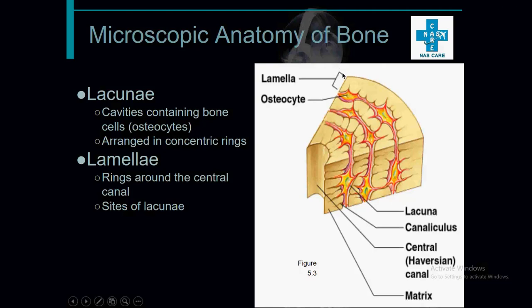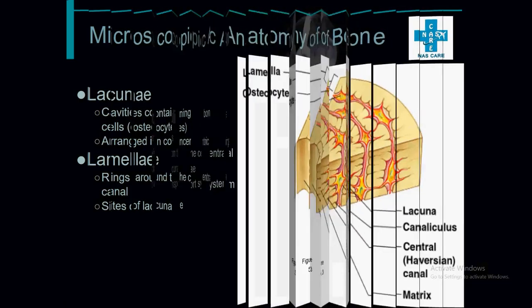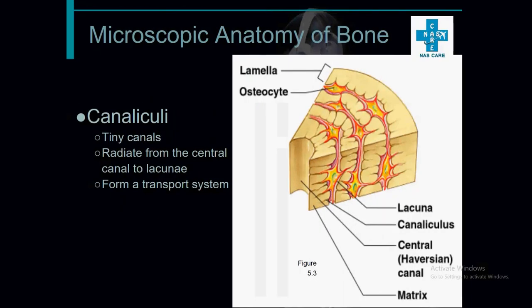Lamella, osteocytes, lacuna, canaliculus, central Haversian canal, and matrix. Canaliculi are tiny canals that radiate from the central canal to the lacunae and form a transport system.